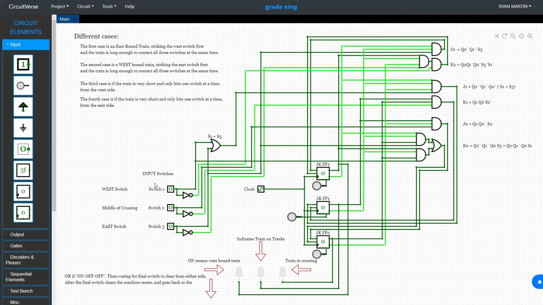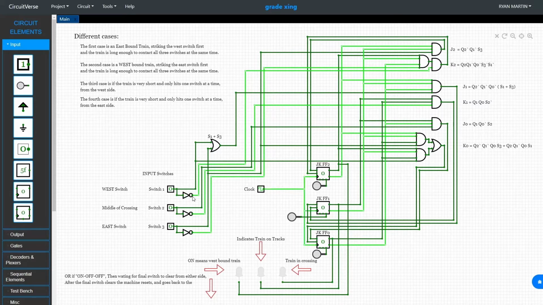The second case would be the case where the westbound train strikes the east switch first. The train is long enough to contact all three switches at the same time. The third case is if the train is very short and only hits one switch at a time from the west side. The fourth case is if the train is very short and only hits one switch at a time from the east side. So we have our switch inputs.